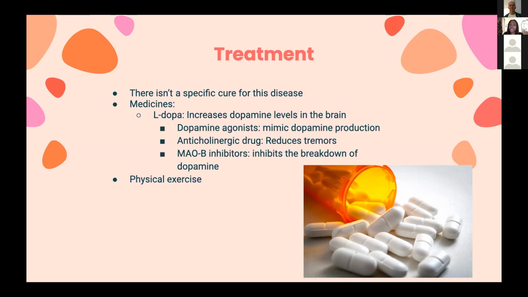There are anticholinergic drugs, which reduce tremors, and then MAOB inhibitors, which inhibit the breakdown of dopamine. And someone who experiences PD can also do physical exercise, such as aerobic exercise, which can help with movement and exercise the muscles that are often deemed not useful.